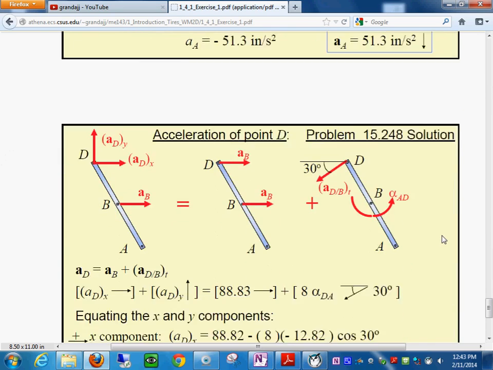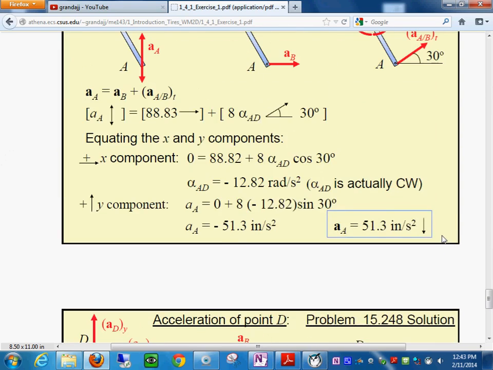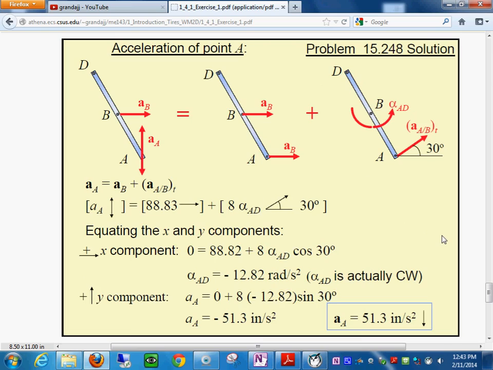You said that B has no tangential acceleration, right? B has no tangential acceleration, right? Because omega is constant, that's why.